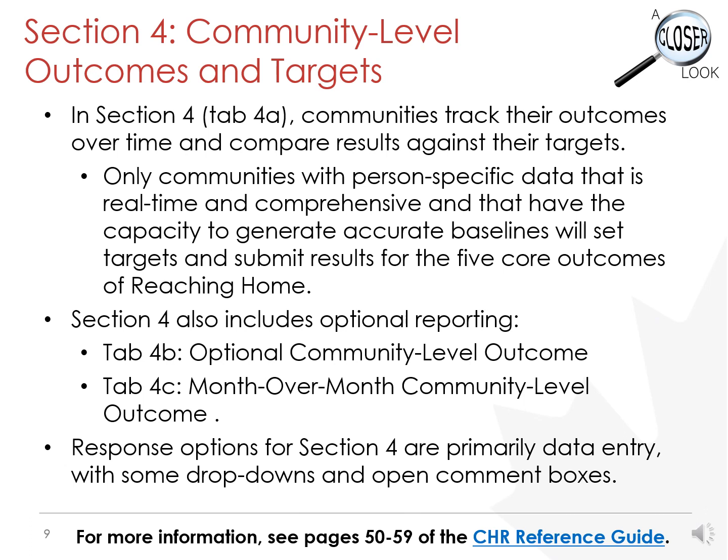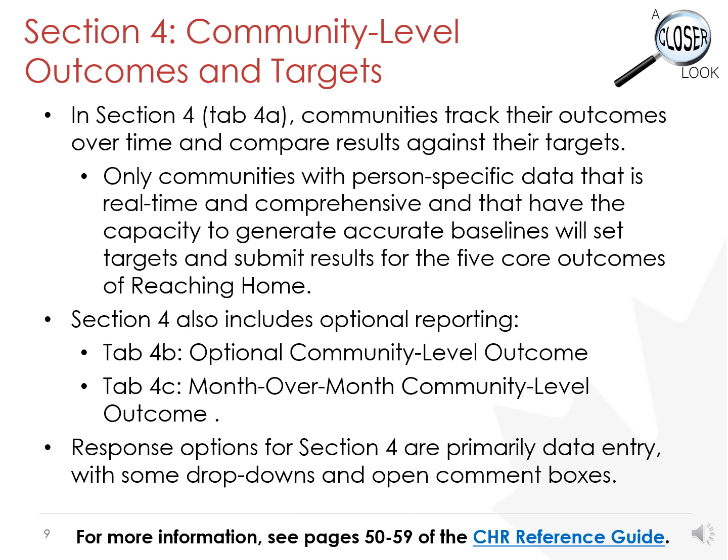Having person-specific data that is real-time and comprehensive is a prerequisite for this section. Once communities have enough data and the capacity to generate data for one or more outcomes, they must set reduction targets. As a reminder, communities must have person-specific data that is real-time and comprehensive by January 1st, 2024 at the latest, so they have enough data to generate accurate monthly baselines and set monthly reduction targets for the 5 core outcomes of Reaching Home by March 31st, 2024.